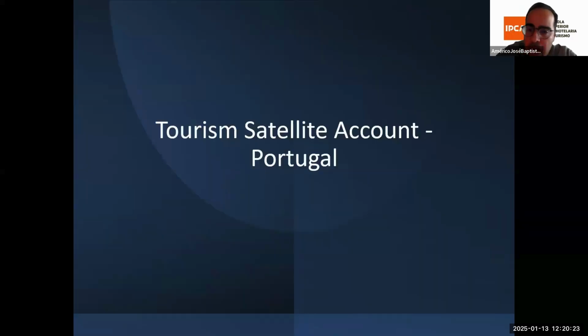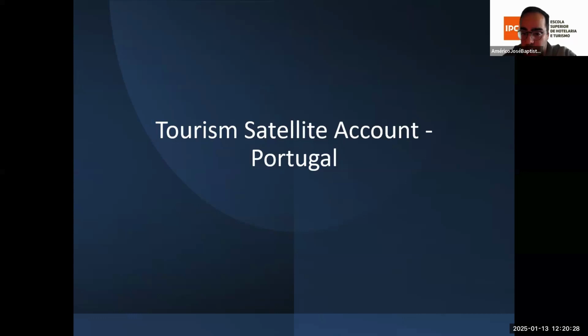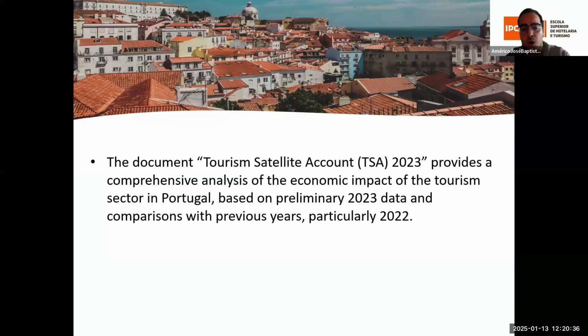Okay, now I will present the tourism satellite account concerning the Portugal case study. The document, the tourism satellite account, provides a comprehensive analysis of the economic impact of the tourism sector in Portugal based on preliminary 2023 data and comparisons with previous years, particularly 2022.